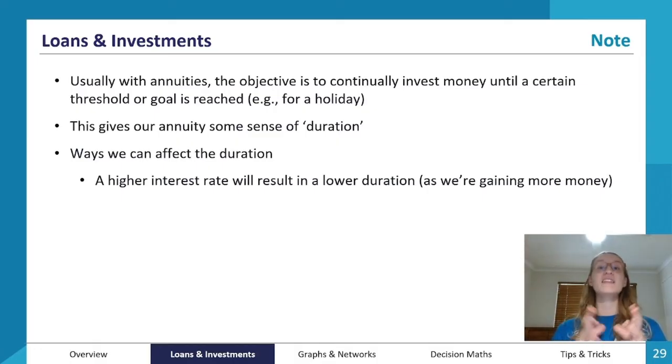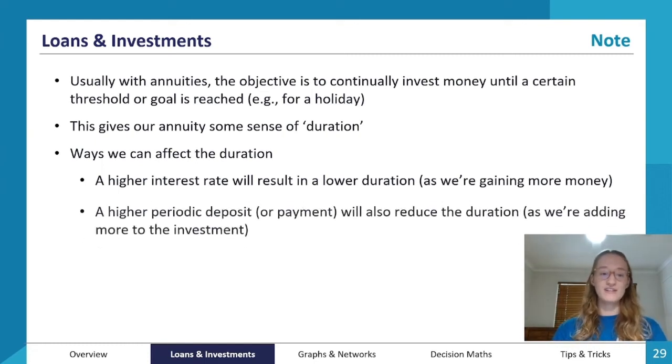because we're going to be gaining money quicker. Again, this is an investment. So we're investing money. So if we have a higher interest rate, the amount of money that is ours is going to grow quicker and quicker and quicker. And that is really awesome news because we want to make lots of money from it. So we're going to reach our savings goals quicker, so it's going to have a shorter duration, you could say.